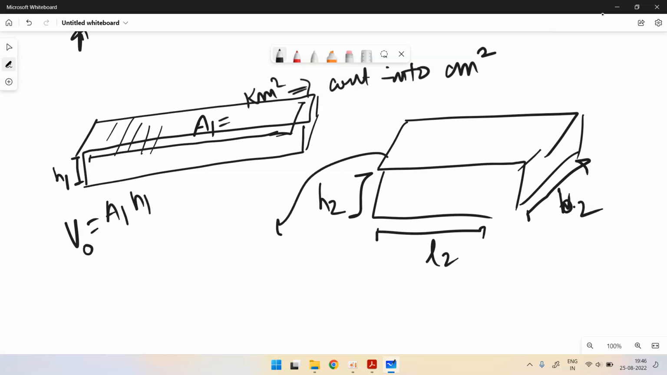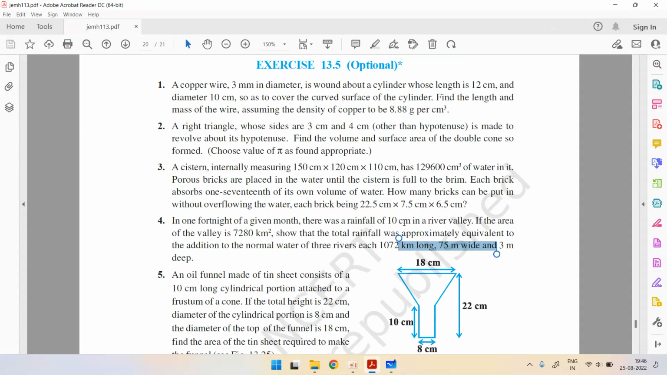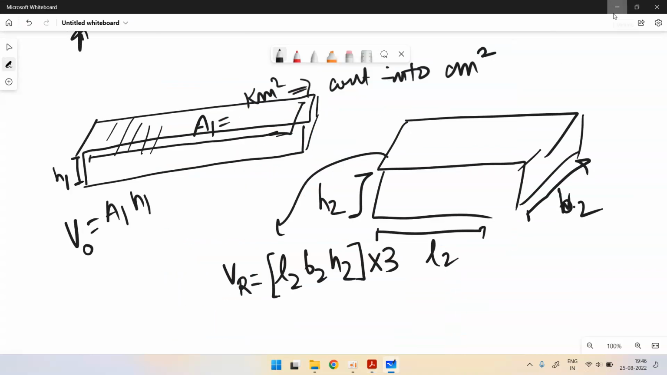Volume of the three such rivers will be L2, B2, H2. Since it is three rivers, with a rainfall of 10 centimeter on the valley, we show that the rainfall water corresponds to the addition of the water of 3 rivers, each this kilometer long, this meter wide. This is in kilometer, so converted into meter. All units should be equal. This is in meter, this should be in meter, this should also be in meter. Then only you can equate this.